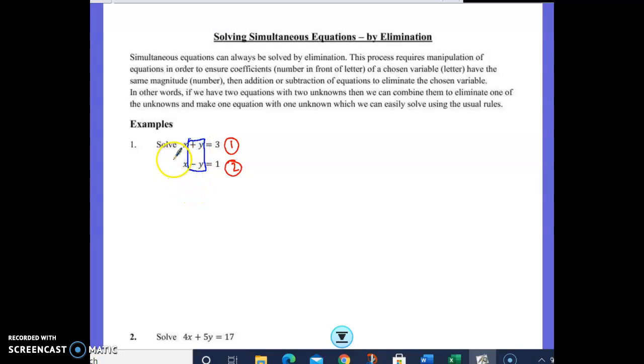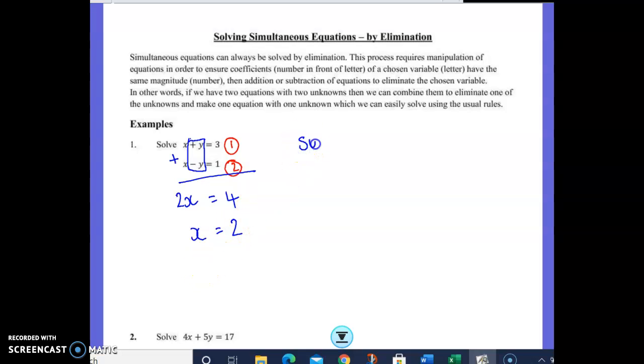Okay, so if we look at these two here, I've got a plus y and a minus y. So if I add my two equations together, I do x add x, it's 2x. y add minus y gives me 0. 3 add 1 gives me 4. So I get 2x is 4, so x is 2.